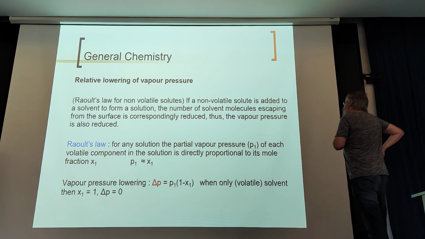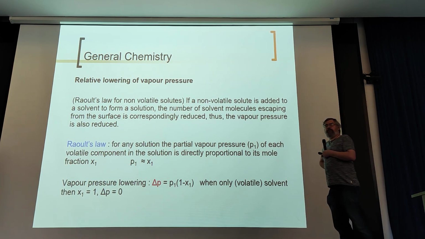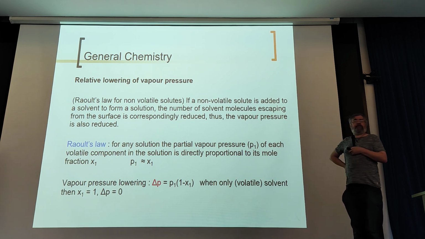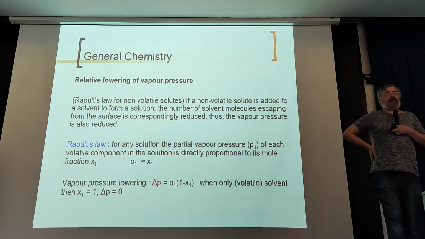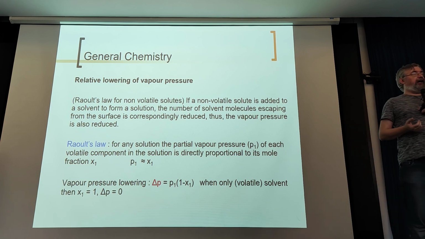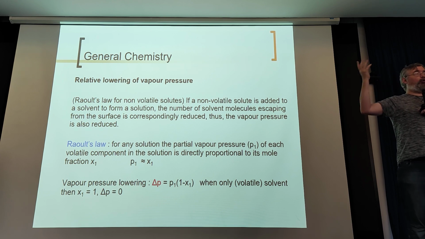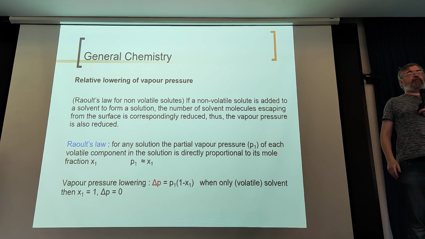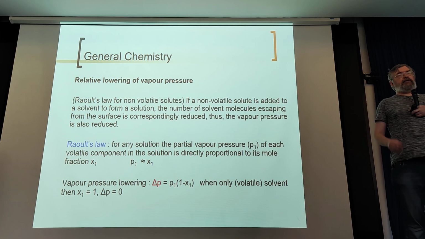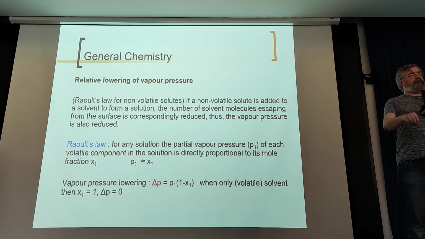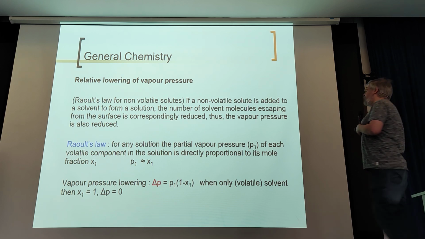So the first one of these properties is the relative lowering of vapor pressure. A solution is a liquid, and any liquid may go into the gaseous phase by contact with the environment. For instance, water is slowly evaporating. There's a certain vapor pressure of the water, and it is seen that if you add some substance to water and it dissolves, the vapor pressure is going to go down.